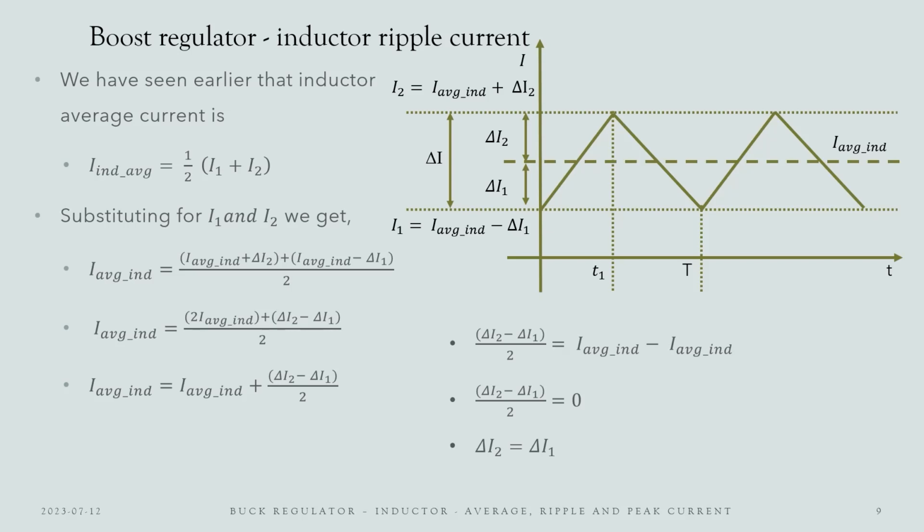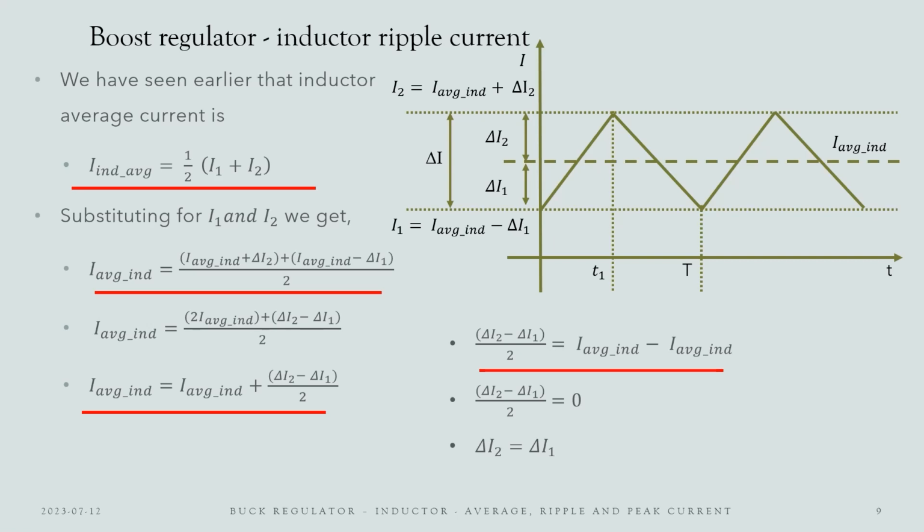Now, knowing the values of I1 and I2 with respect to the ripple current values, we can substitute this in the average inductor current equation. After substituting, we get inductor average current plus delta I2 plus inductor average current minus delta I1, divided by 2. After simplifying, we get inductor average current plus delta I2 minus delta I1 divided by 2. Here, average inductor current gets cancelled out and we get delta I2 minus delta I1 divided by 2 is equal to 0. Hence, we can write delta I2 is equal to delta I1.